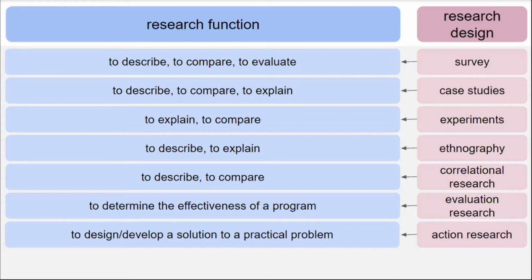So here again, more than one research design can be applied. You can have a primary research design and a primary research function, but also apply other research designs as a complement. For example, you can apply a survey to evaluate the learning of mathematics. You can design a program through action research, and then you can do an evaluation research to determine if the program developed is effective.